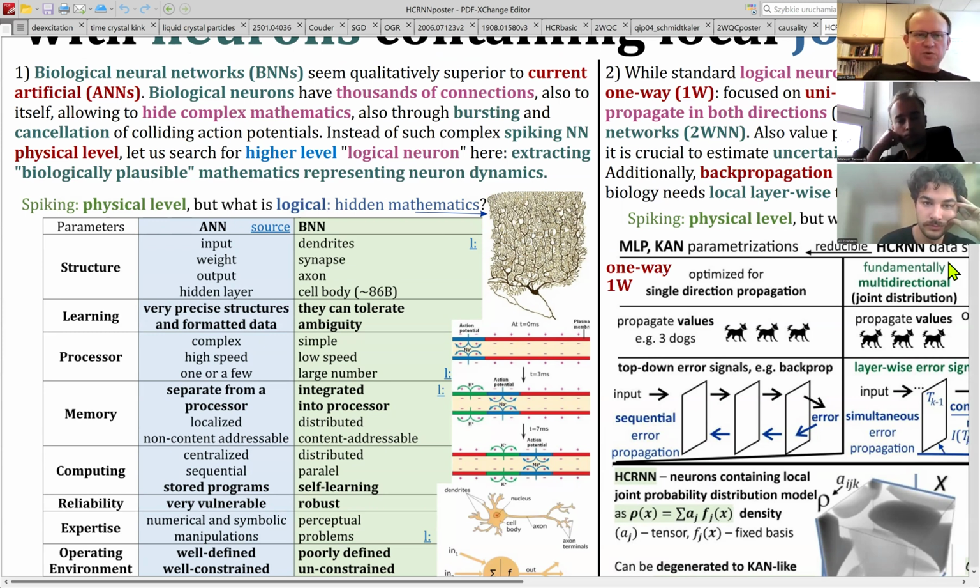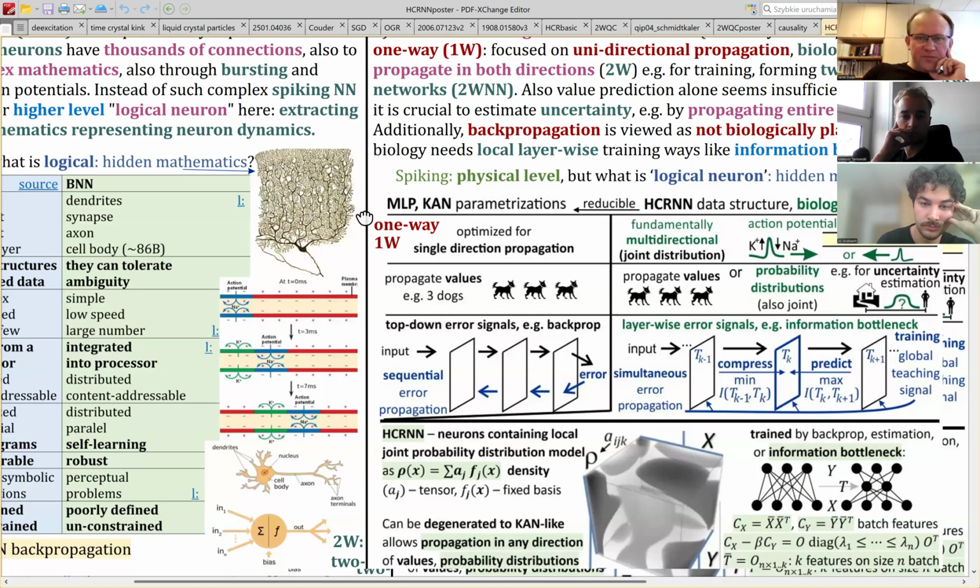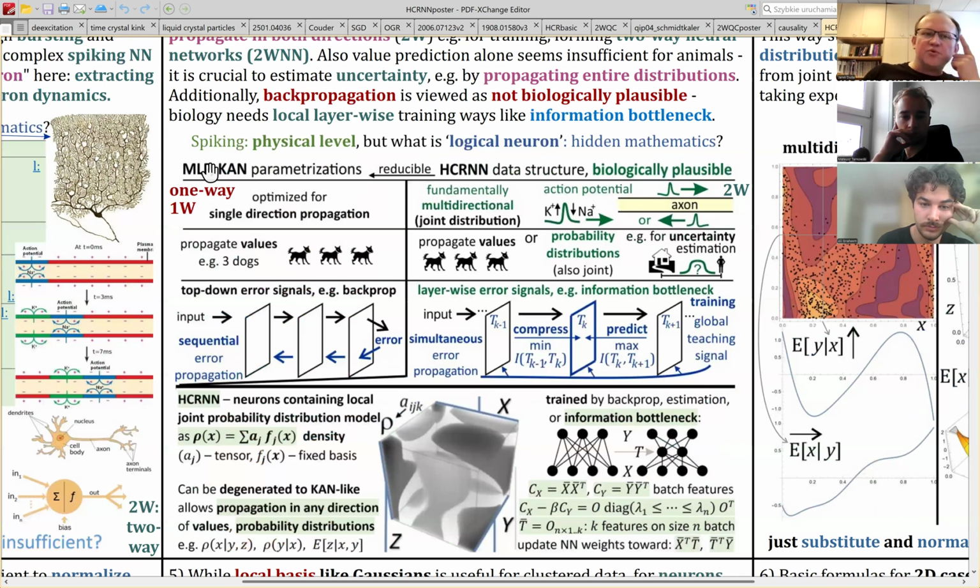So maybe it's better to think about kind of a logical neuron. What mathematics is represented in this complex neuron? There is some mathematics, maybe some multiplication could be hidden there. So we would like to try just to find that mathematics and represent it. And this is the standard approach. So the standard is this multi-layer perceptron, and recently this Kolmogorov-Arnold networks. So this can be thought of as kind of a logical neuron, which tries to extract the mathematics hidden in the maybe biological, but too simple.